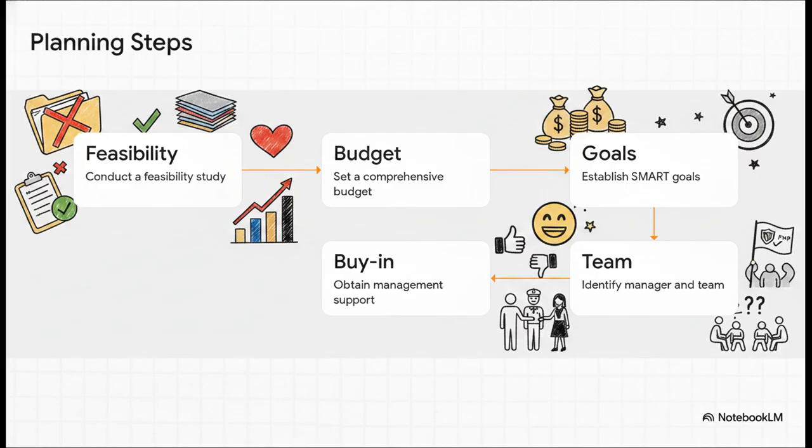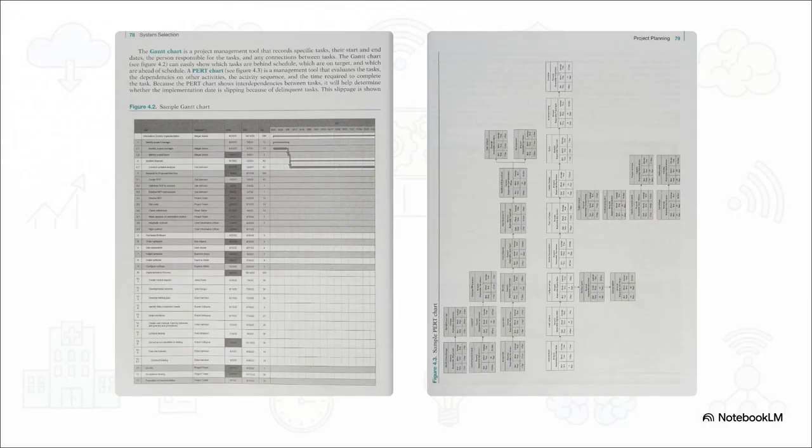It's just human nature. Now, to keep all these moving parts from crashing into each other, project managers rely on some very specific tracking tools. Take a look at the contrast here between a Gantt chart and a PERT chart. The Gantt chart is fantastic for recording specific tasks, their start and end dates, and figuring out exactly who is responsible for what. You can easily see if you're behind or ahead of schedule. But the PERT chart? That one evaluates task dependencies. It actually shows the interdependencies between activities, which helps project managers monitor the critical path. That means they can instantly see if one single delinquent task is going to cause the entire final implementation date to slip. Pretty handy, right?